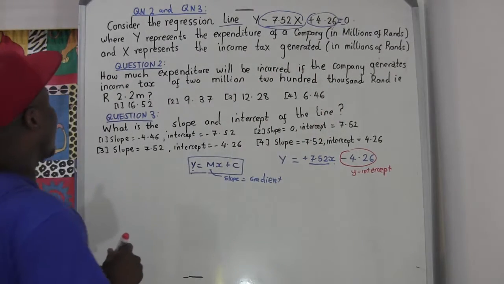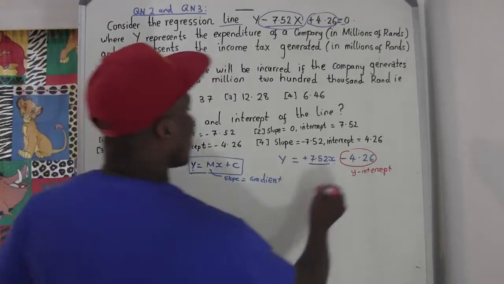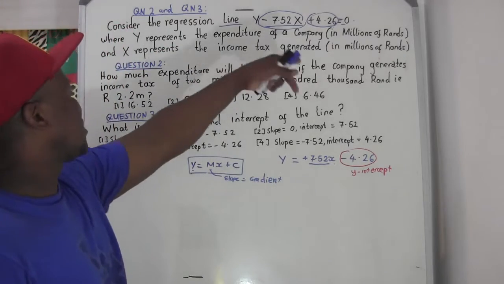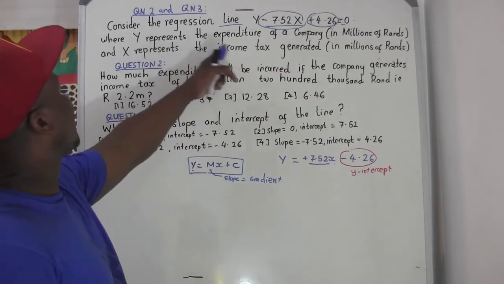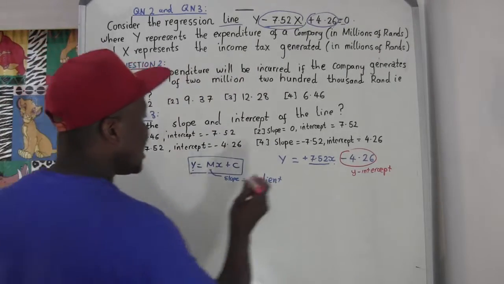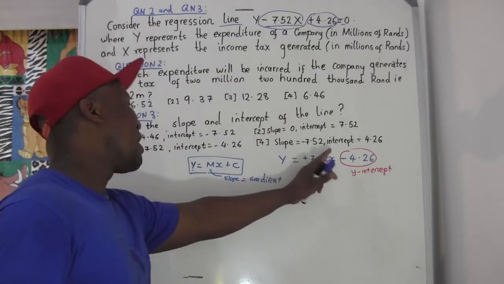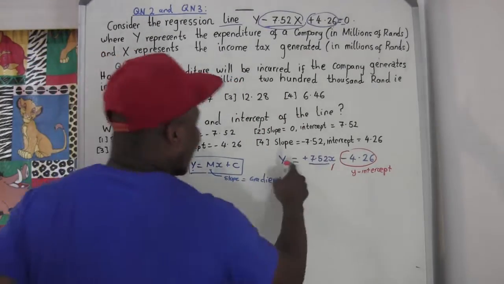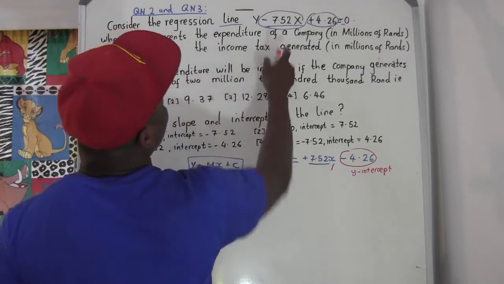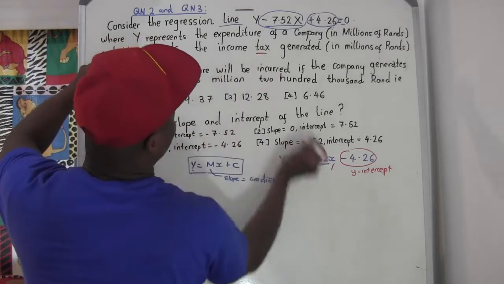So now let's go to the first question. They say y represents the expenditure, which is going to be in the million range, and x represents the income tax. So if I put 1,000 here for x, I'm going to get the expenditure of a company, whatever, if I put in the income tax, which is x.